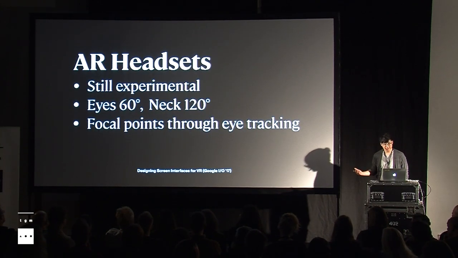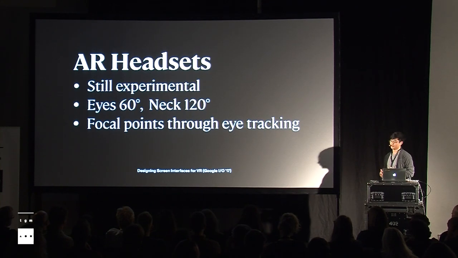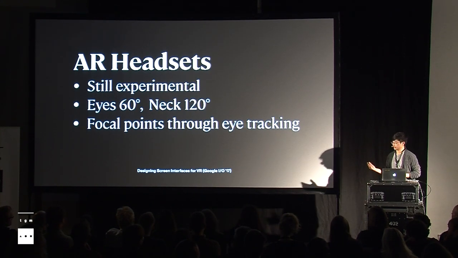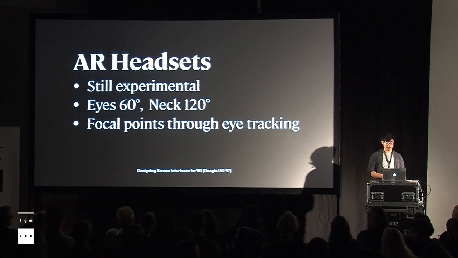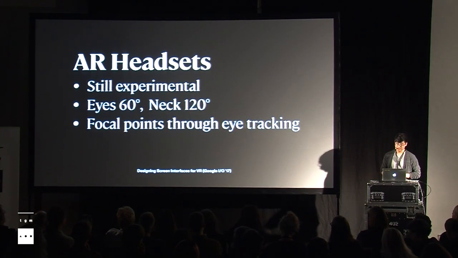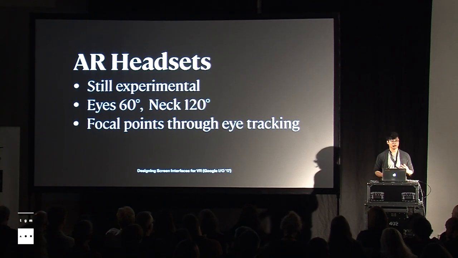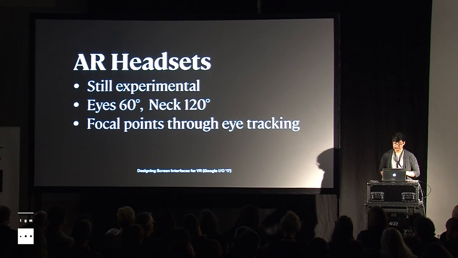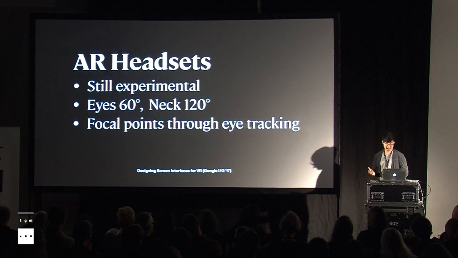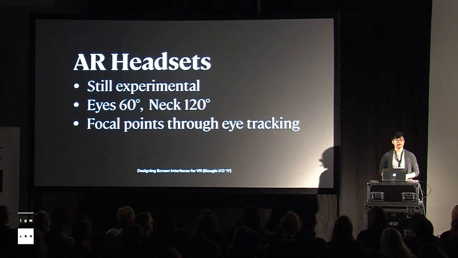So AR headgear is much more experimental. I don't know who of you might have tried it yet, but it's under development by companies like Meta, Magic Leap, and Microsoft. And there's a very different set of human factors for these devices. For one, you have a much wider field of view, and the human eye can actually look about 60 degrees in any direction. Our necks can swivel about 120 degrees. And this is sort of like a good bounds or a rule of thumb for when we design experiences in AR.